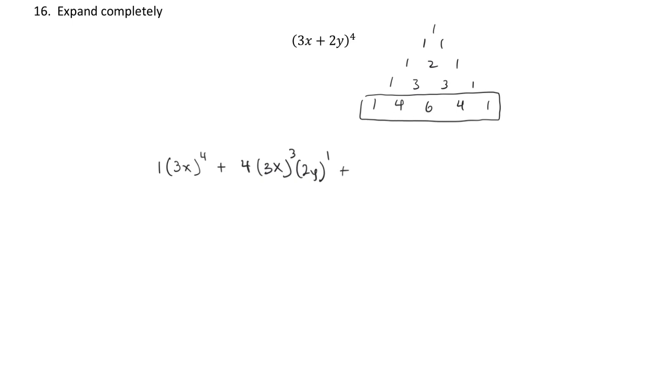And then we use a 6th coefficient. The 3x decreases to a power of 2, the 2y increases to a power of 2. And we use a coefficient of 4. The 3x decreases to a power of 1, the 2y increases to a power of 3. And finally we have a coefficient of 1. The 3x decreases to a power of 0, which means it's just 1, and the 2y increases to a power of 4.